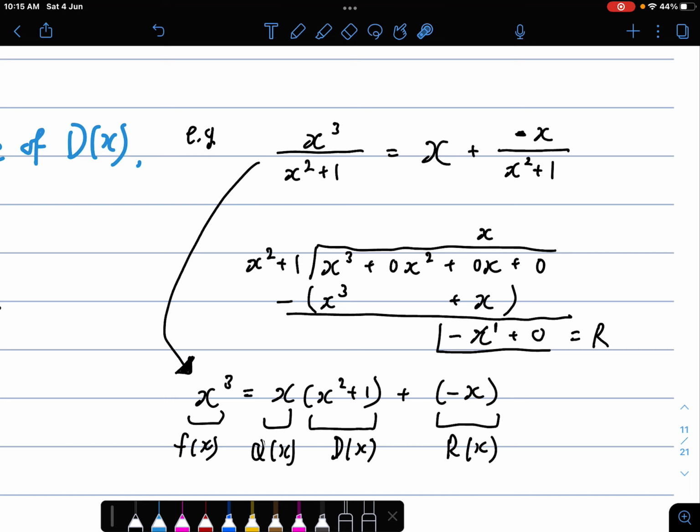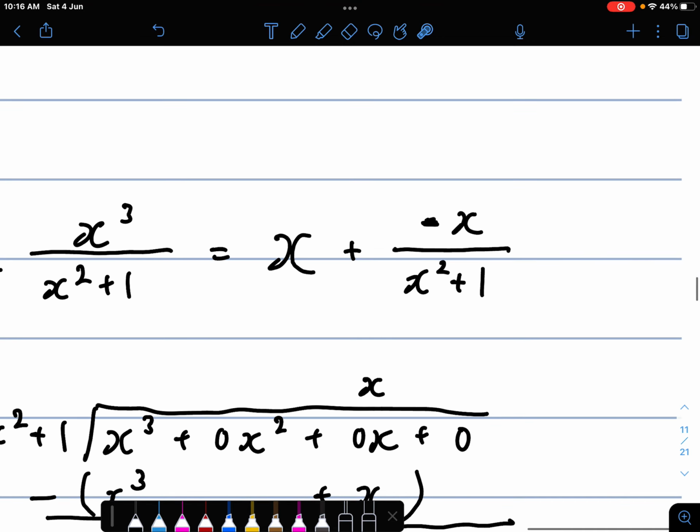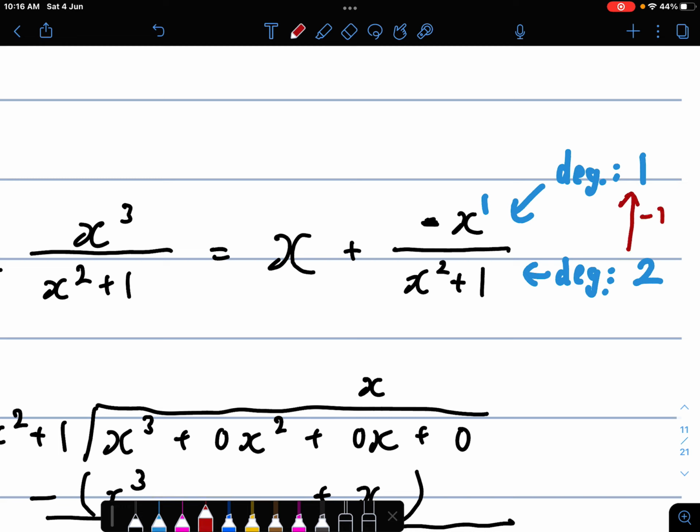But what else do you notice in particular about this fraction, minus x over x squared plus 1? Key thing to note: the degree, which is the highest power of x, of the denominator is just 2. Here, with an invisible 1, the degree is 1. What's the pattern? 1 less. The degree of the numerator, which is the remainder, will always be 1 smaller than the degree of the denominator. That's the key pattern.